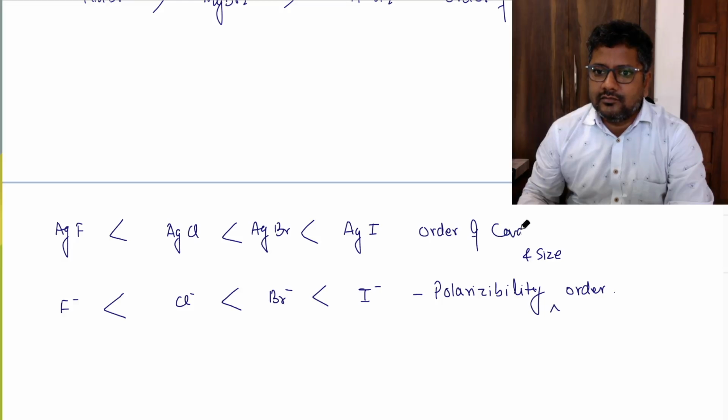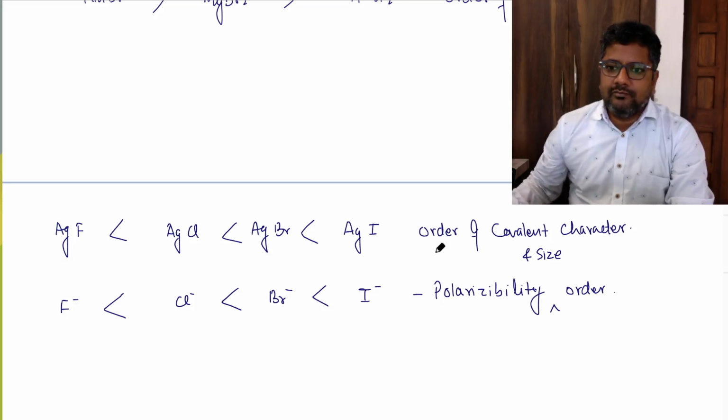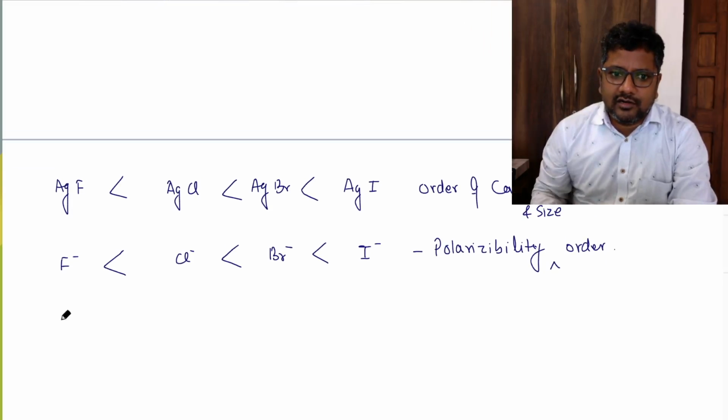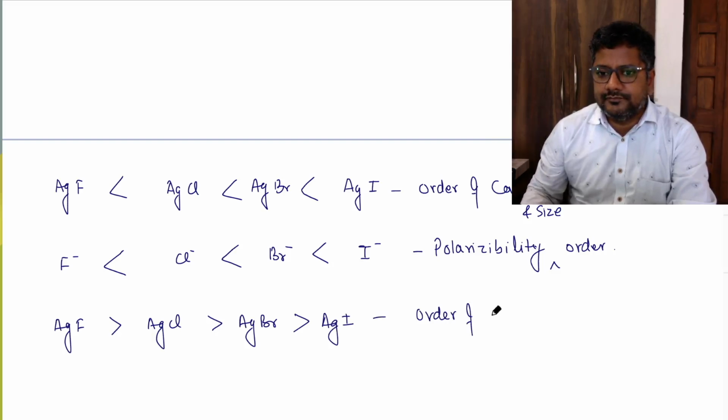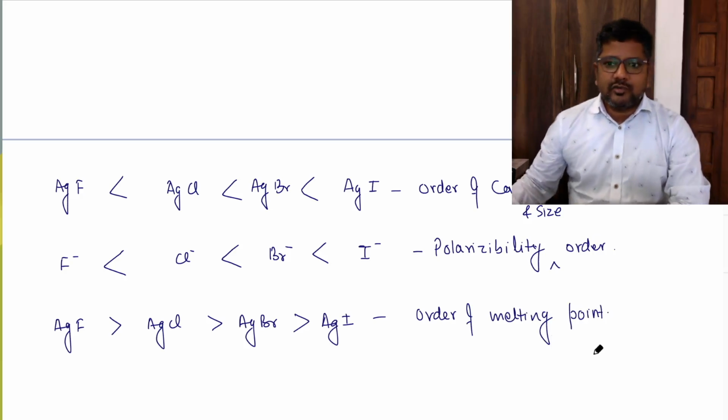Order of covalent character, right? So what is the melting point order? So the melting point order is AgF, AgCl, AgBr and AgI. This is the order of melting point, right?